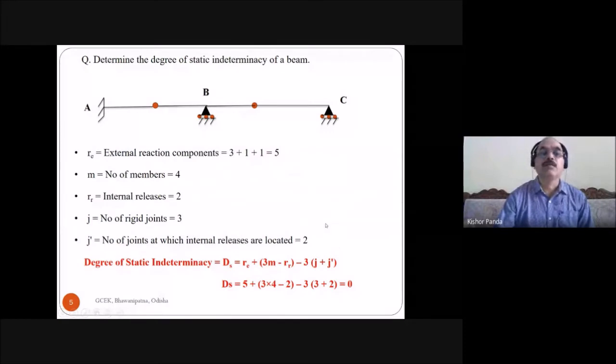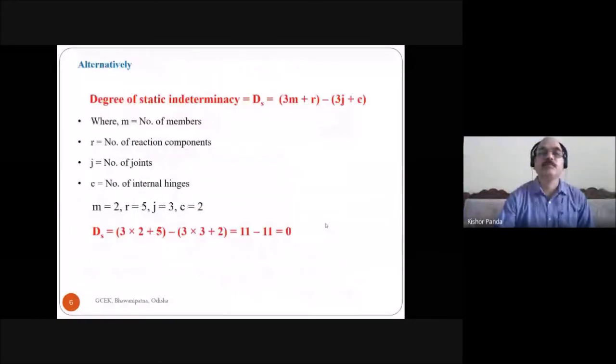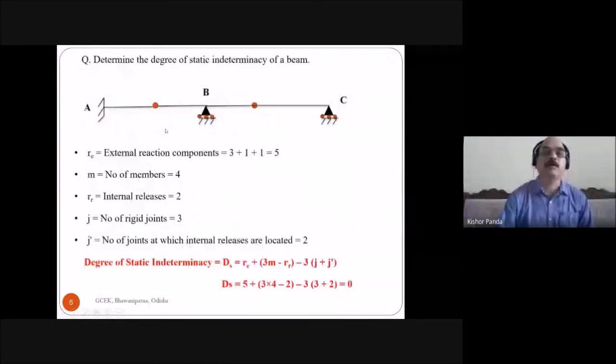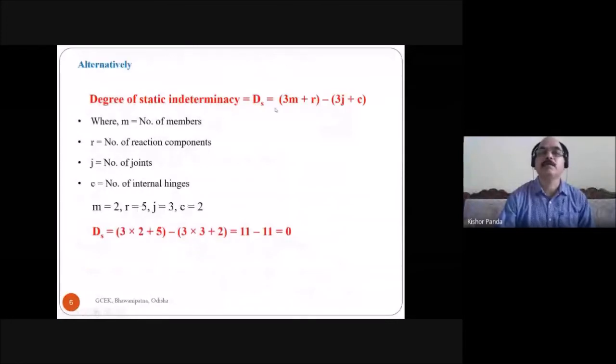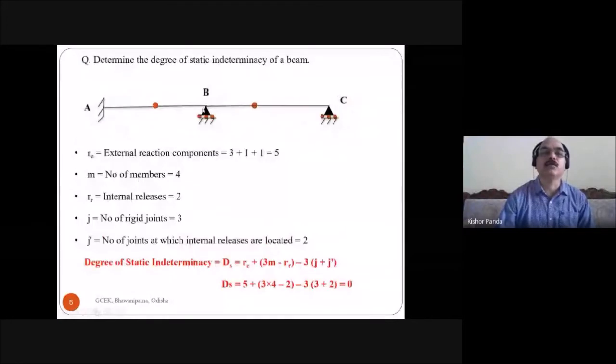Also, you can find this using another equation. The degree of static indeterminacy DS is equal to 3m plus r minus 3j plus c. Using this also you can find the degree of static indeterminacy. But in this case you have to consider the total number of members. If you are using this formula, then you have to consider this total. This is one member and this is another member. So you have to take 2 members.